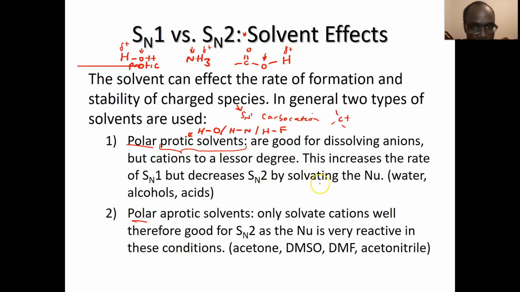They are partially positive. Protic solvents are good for dissolving anions, which obviously are the leaving groups, but cations to a lesser degree. So they don't dissolve the cations as much. This increases the rate of Sn1 but decreases Sn2 by dissolving the nucleophile, which will be negatively charged. For example, water, alcohols, and acids; an alcohol like methanol is protic. Those are protic solvents.